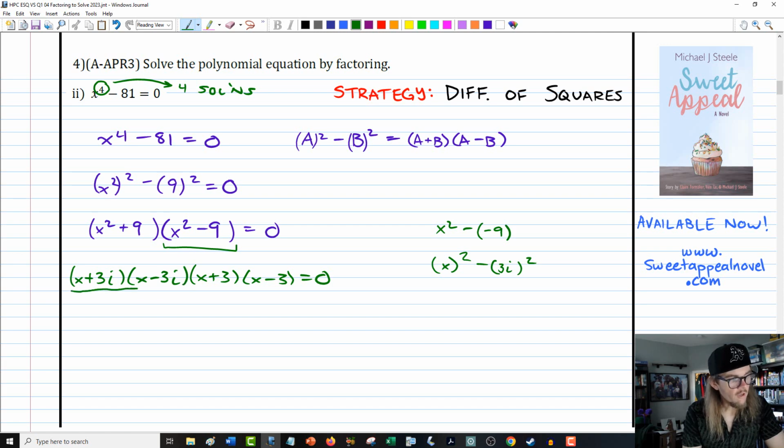And voila, we have our equation completely factored, but we haven't solved the problem. Our last bit is to actually use the zero product property in order to determine the zeros themselves. In this case, they are negative 3i, positive 3i, negative 3, and 3.